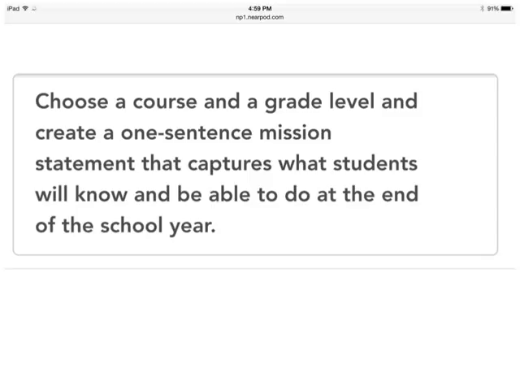This mission statement should be broad enough to cover the scope of the course that you would be teaching from August until May, but it should be specific enough. It should go beyond the words just students will understand. What does it mean for them to understand a concept? What does it mean for them to be able to perform a skill? A one-sentence summary of your course. At this point, go ahead and hit pause, jot down a rough draft of your course mission statement, and then hit play and keep going.